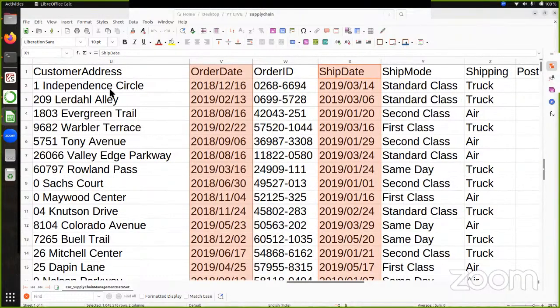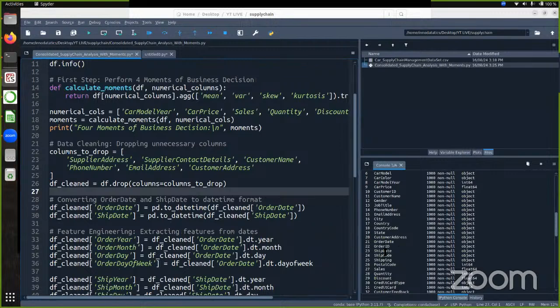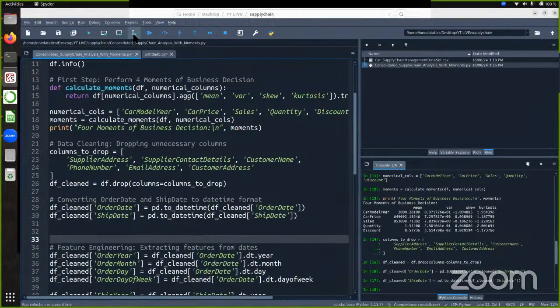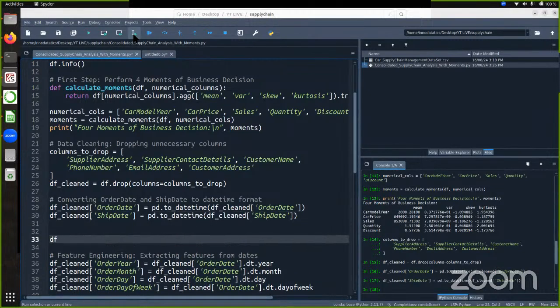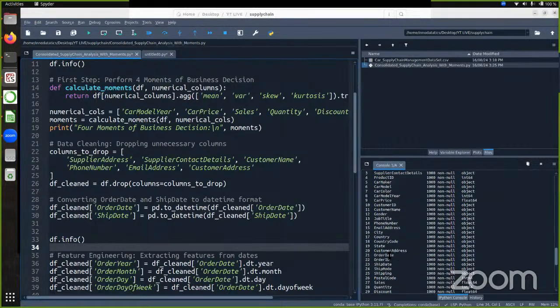Now if you look at our df.info, we have the ship date and the order date. What is the data type that we see here? The data type that we see here is object, but it should not be object. This is a date and time data type. So we are going to convert it into datetime, and then we can run df.info again to see if it is converted or not. And now you can see that this is still showing up as object.